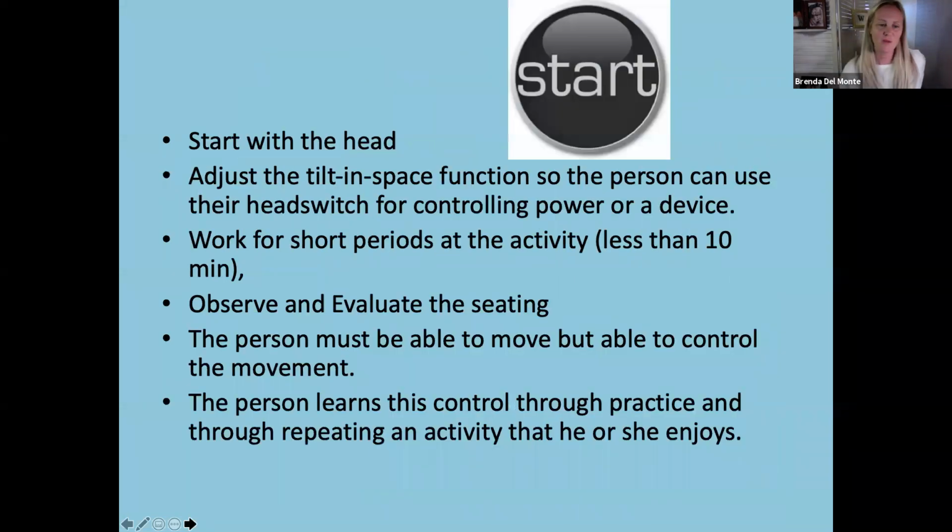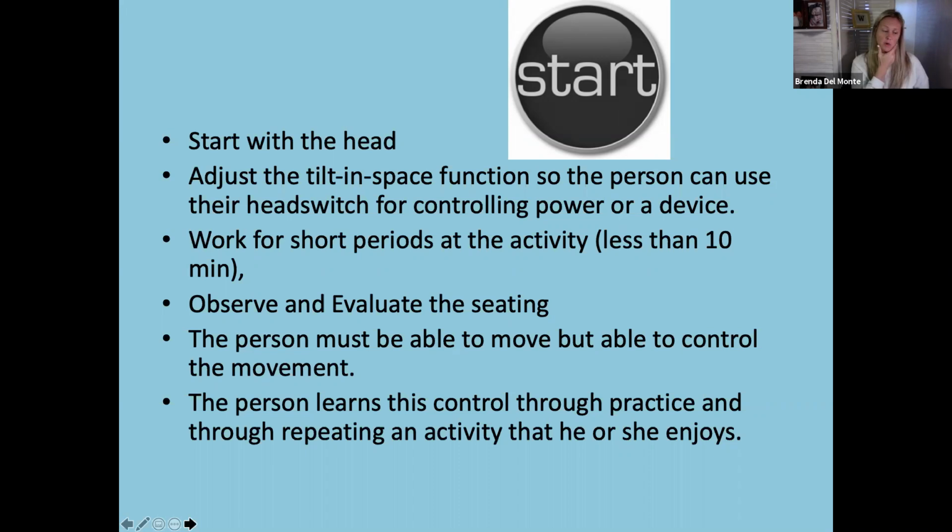So we do start with the head. We adjust the tilt in space to create that situation where you're weight bearing on your hips. If you're not doing powered mobility, this still matters. We start by using some switches on their head, because it's the first thing that you gain as a baby, and it's the last thing you lose, even if you have Parkinson's or ALS. So we know that that's something neurologically that's laid down very, very early on.